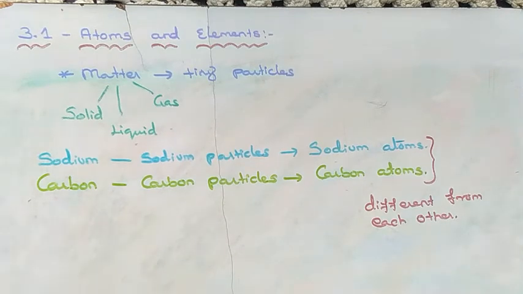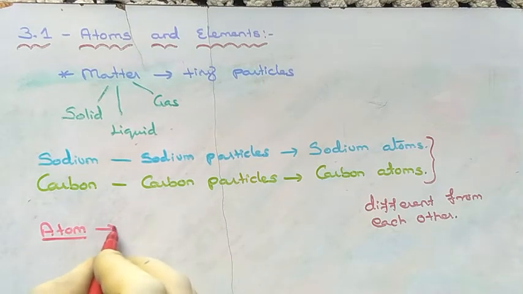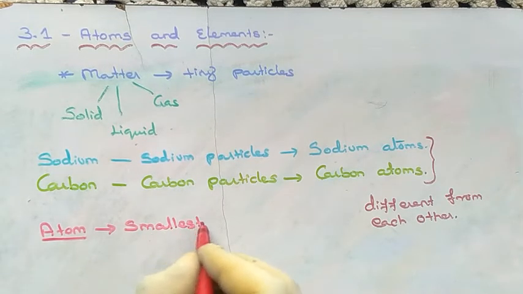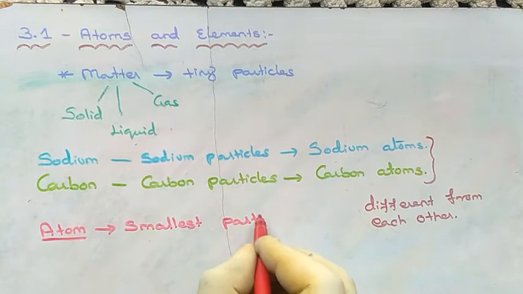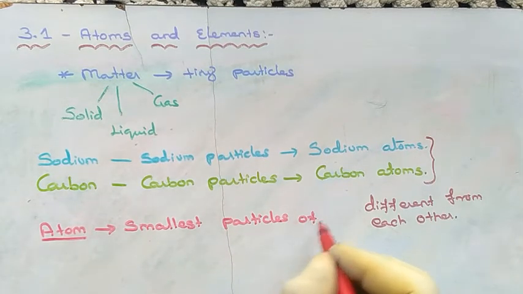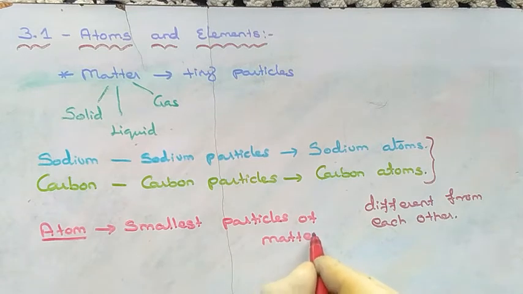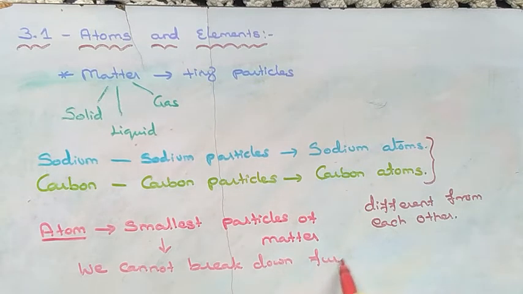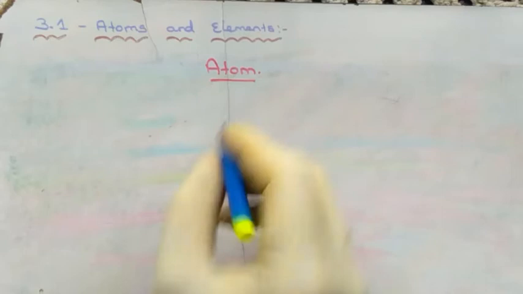Okay, let's see the definition for atoms. Atoms are the smallest particles of matter. And also, atoms cannot be broken down further by chemical means. So this is the definition for atom.